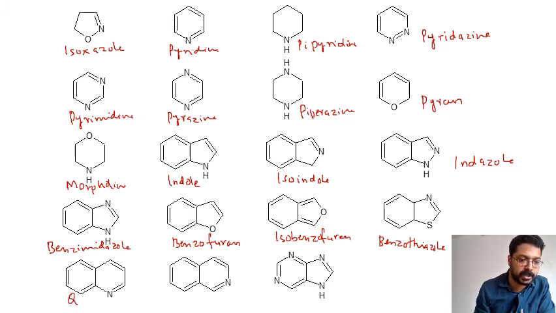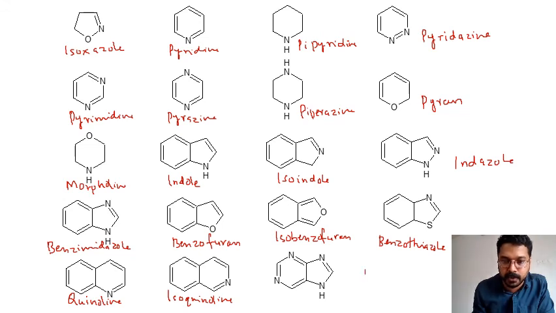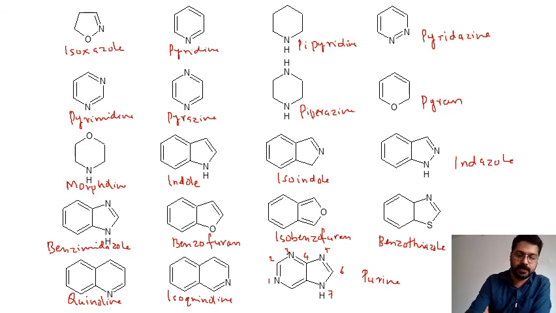Another important one is quinoline. It is isoquinoline. It is purine. Purine is important. You can see there is an exception in the case of numbering. Actually, the numbering will be like this: 1, 2, 3, 4, 5, 6, 7. So these are certain names which are accepted by the IUPAC.